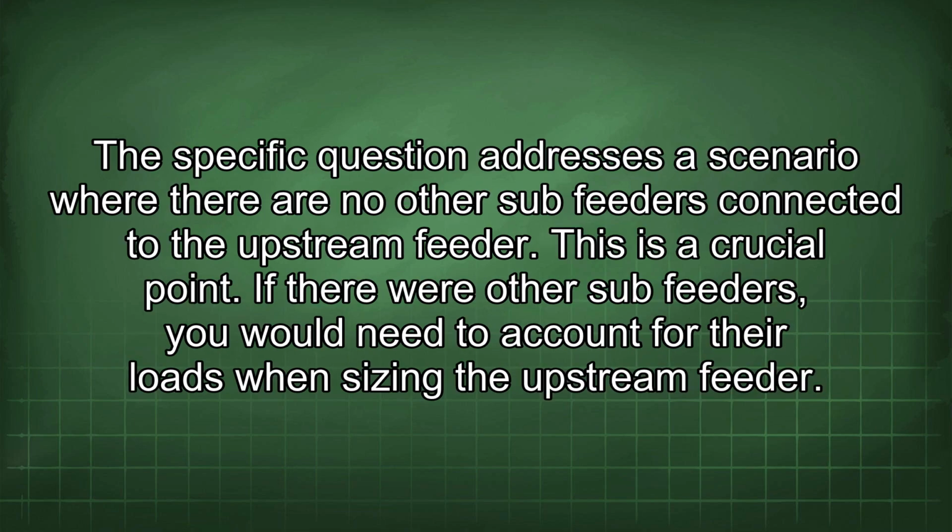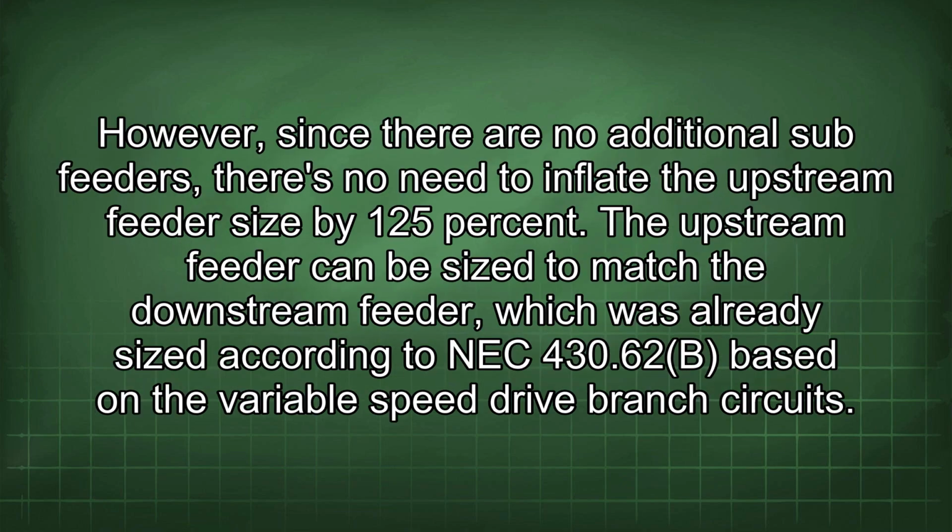The specific question addresses a scenario where there are no other sub-feeders connected to the upstream feeder. This is a crucial point. If there were other sub-feeders, you would need to account for their loads when sizing the upstream feeder. However, since there are no additional sub-feeders, there's no need to inflate the upstream feeder size by 125%. The upstream feeder can be sized to match the downstream feeder, which was already sized according to NEC 430.62(b) based on the variable speed drive branch circuits.